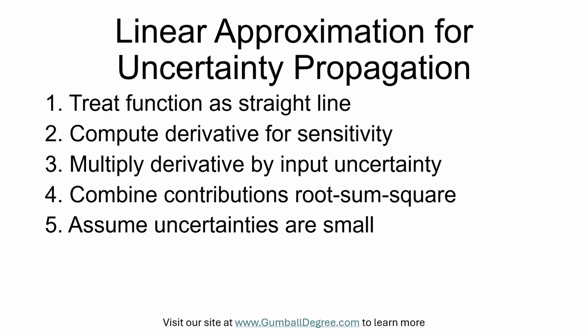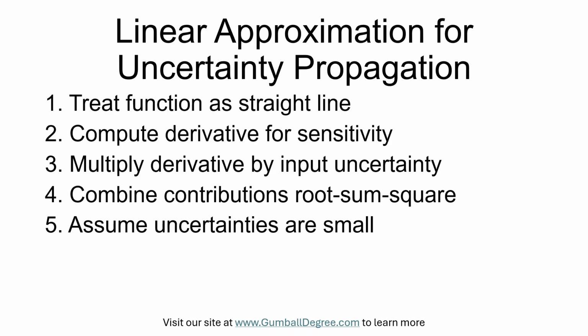You compute how sensitive the result is to each ingredient by finding the slope or derivative with respect to that ingredient, multiply that slope by the size of the possible error for that ingredient, and those products tell you how much each error moves the result.